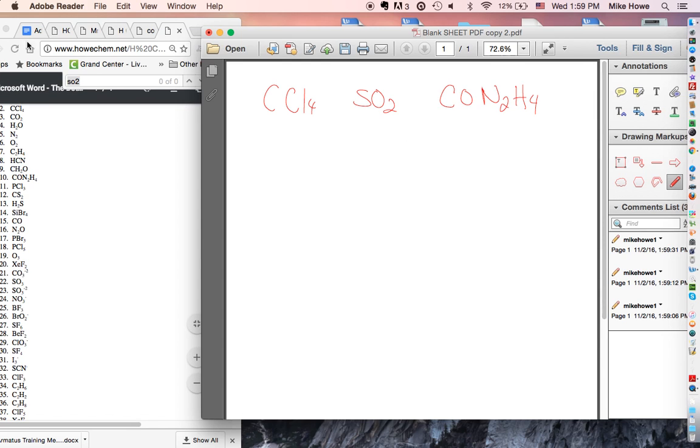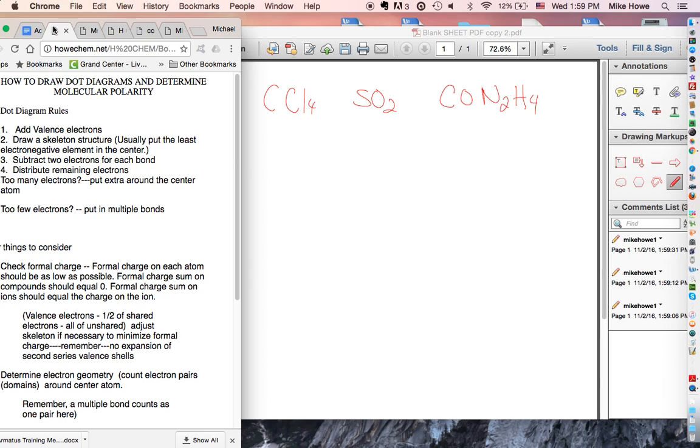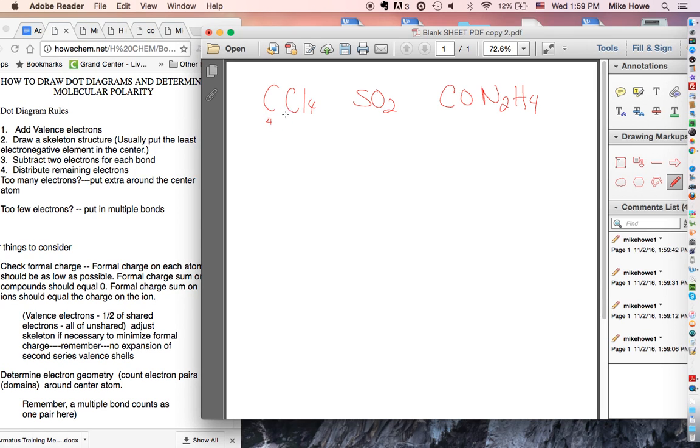If you look at your steps over here on your instructions, the first thing you need to do, number one, is add the valence electrons. So carbon has 4, and chlorine has 7 valence electrons. However, there are 4 chlorine atoms, so you multiply that by 4 and you get 28. So 4 plus 28 is 32 valence electrons.